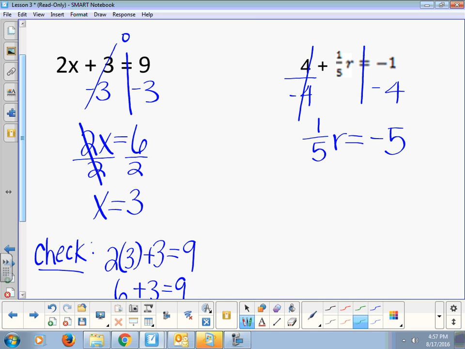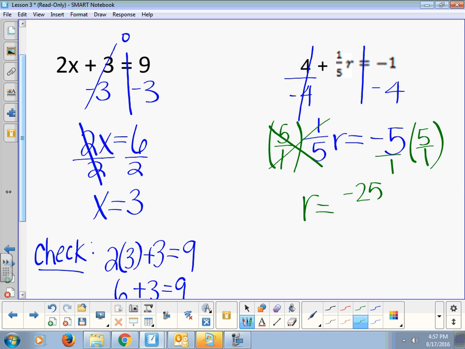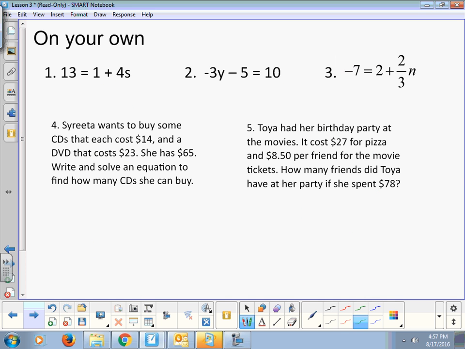With the fraction coefficient, we need to multiply by the reciprocal. So we flip our fraction and get 5 over 1. That we need to multiply by on both sides. This side cancels to leave us with r, and we have -5 times 5, which gives us -25. 1 times 1, which is 1, and that simplifies to r equals -25. Go ahead and try the on your own problems, and we can go over those in class.